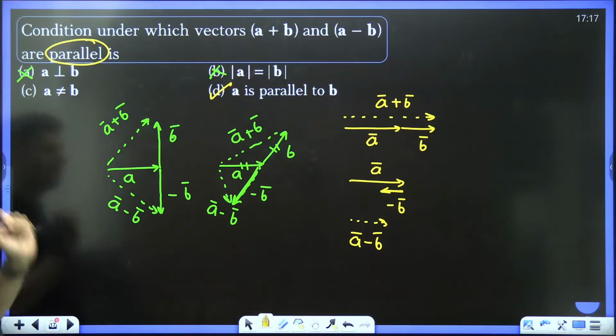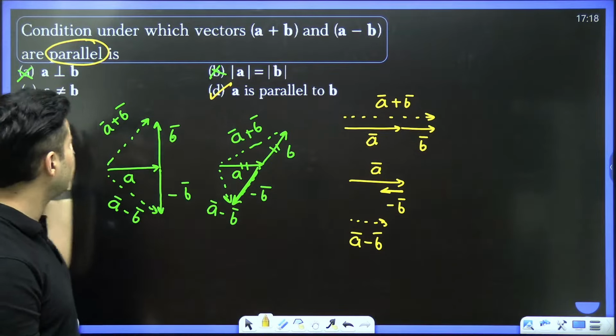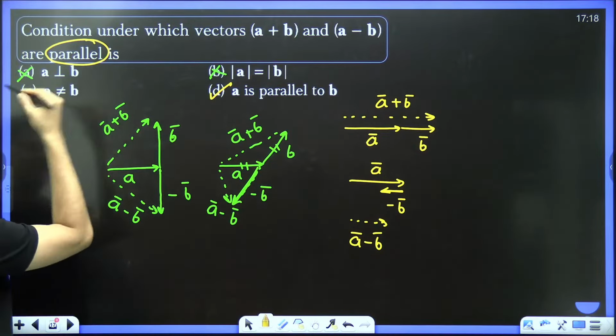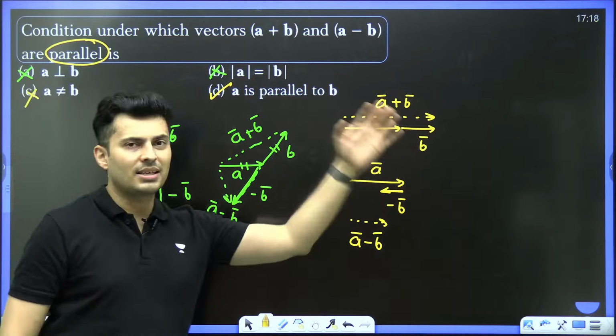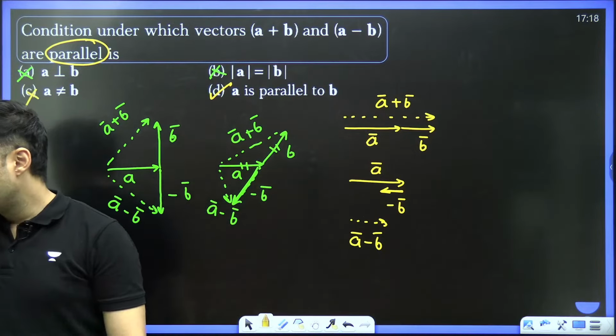This does not make sense. Anyways, A is not equal to B. How is this even a condition? So this is the correct answer, guys. D. Exactly. D for doctor.